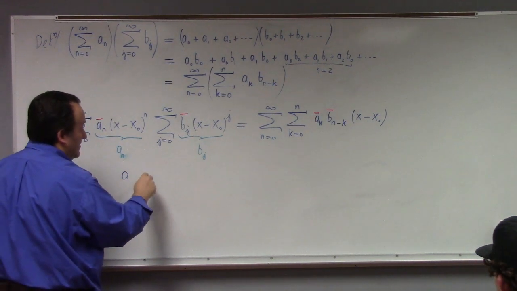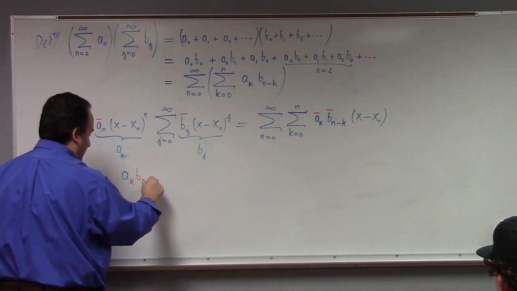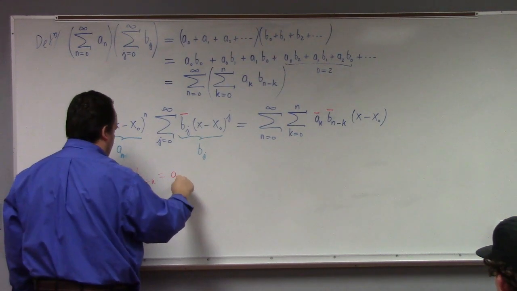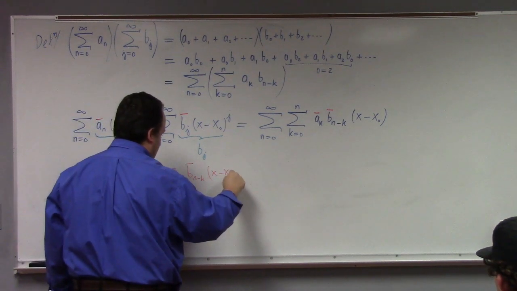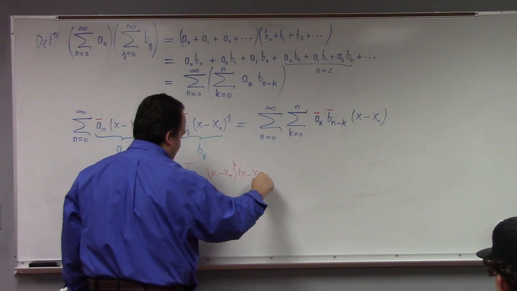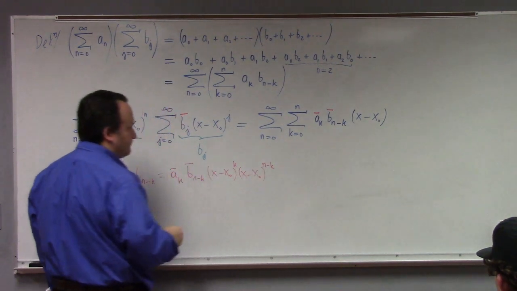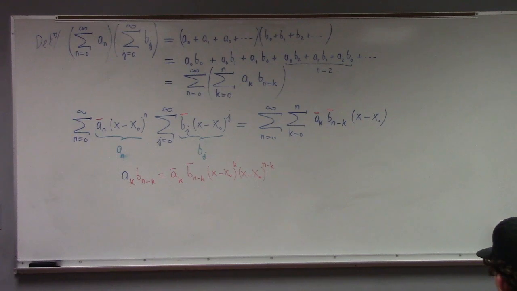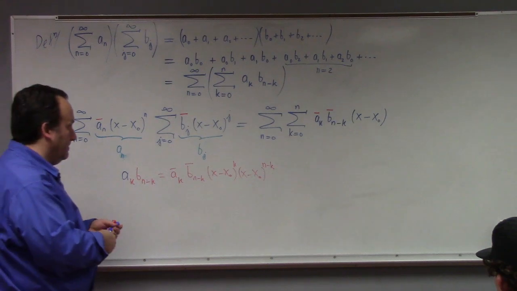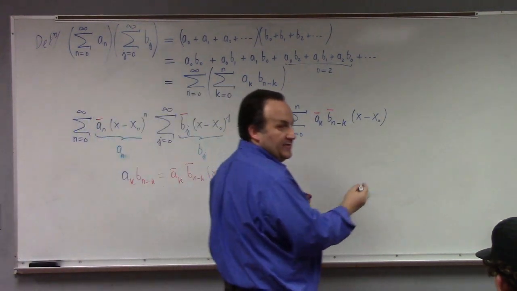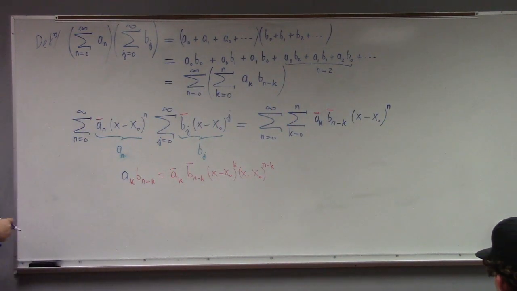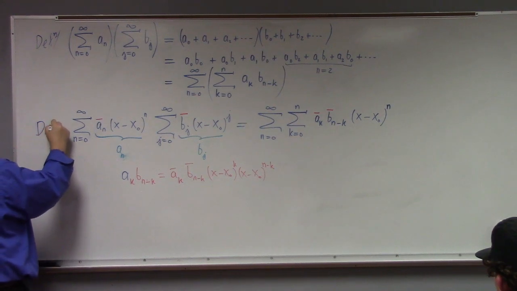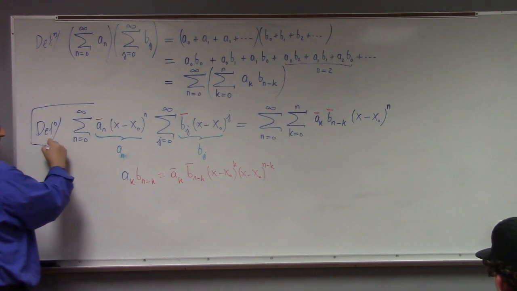And so what is a sub n? A sub k times b sub n minus k is actually equal to a sub k bar, b sub n minus k bar, times x minus x naught to the k power times x minus x naught to the n minus k power. All right? And how does that simplify? That's just x minus x naught to the n power, right? And so actually, this is the definition we're actually interested in right here.